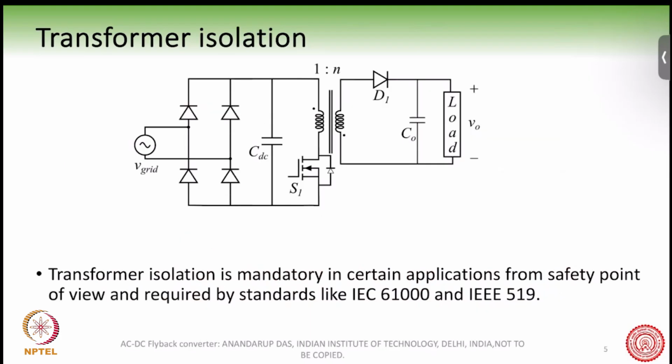Basically, as you can see here, the transformer isolation is mandatory in certain applications from a safety point of view, and required by standards like IEC 61000 and IEEE 519. So what is this safety standard? Let us understand this safety standard a little bit more. What do we do here?